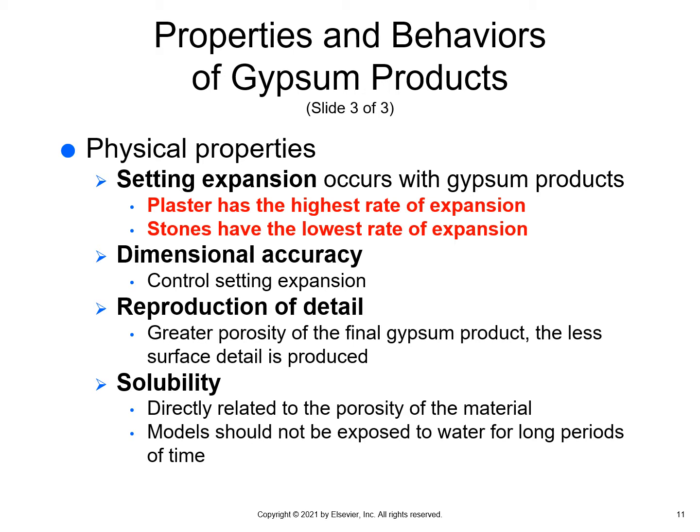Reproduction of detail: the greater the porosity of the final gypsum product, the less surface detail is produced. So the less porous a stone is, the better the detail. And then how soluble a gypsum product is would be directly related to that porosity. The more porous something is, the more it's going to absorb water. So models should not be exposed to water for long periods of time because it will weaken them.